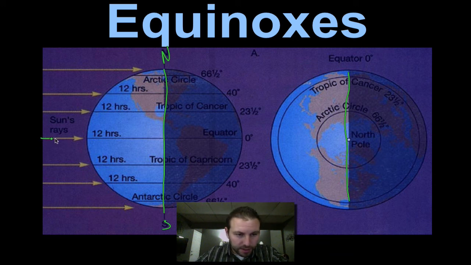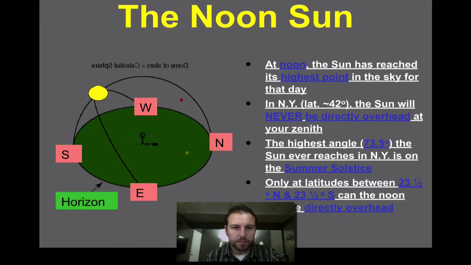Sun's direct rays hitting perpendicular right at the equator, or 0 degrees. That's how we know it's the equinox. It's not tilted towards nor away from the sun. Good diagrams to get down also.